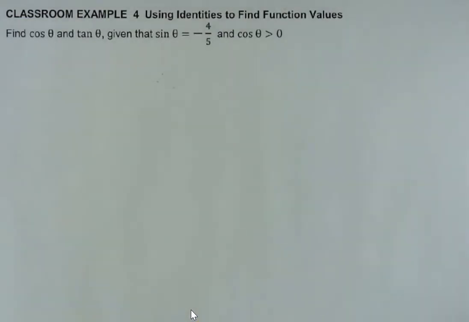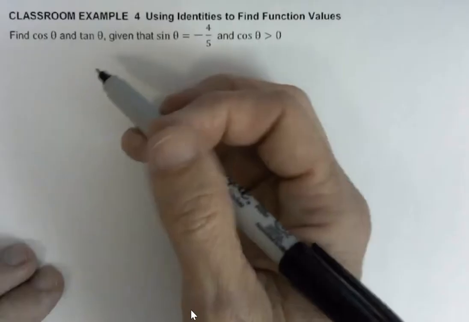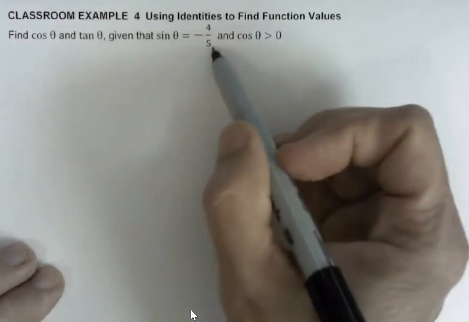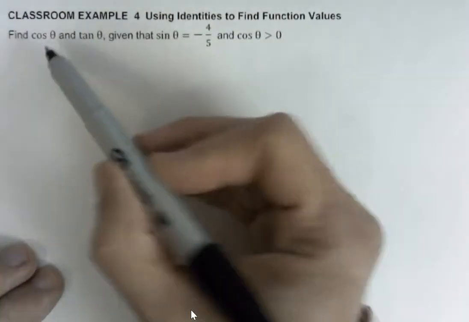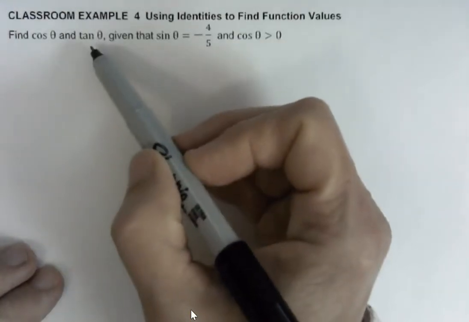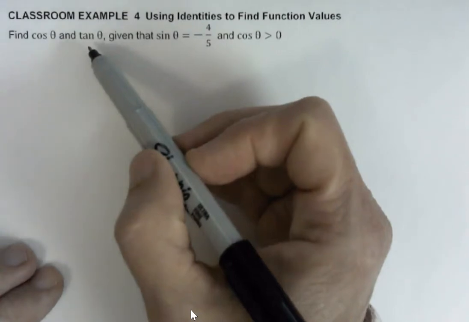The first example we're going to look at involves using these identities we've been talking about to find values for specific trig functions given a value for one of our trig functions for the angle. So first of all, we want to look at the information that we have and the information that we're trying to find and determine which of our identities we might be able to use in order to do that.